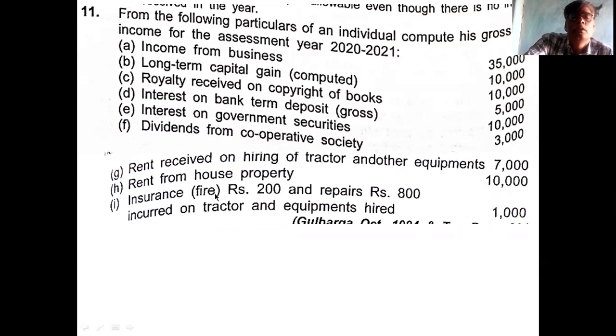Okay. Then second is computed, long-term capital gain. Long-term capital gain is relating to which head, out of 5? Long-term capital gain is the fourth head income. Business income is third head. Long-term capital gain is fourth head. Then royalty received on copyright is relating to which head? Income from other sources.